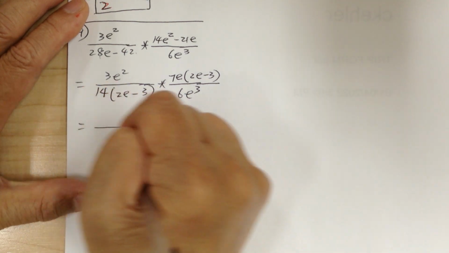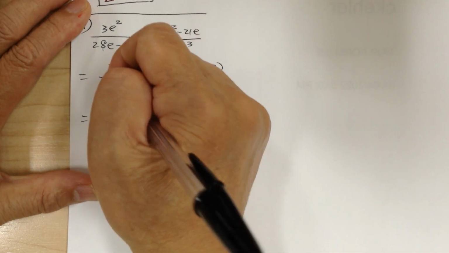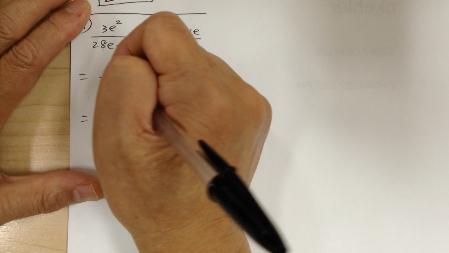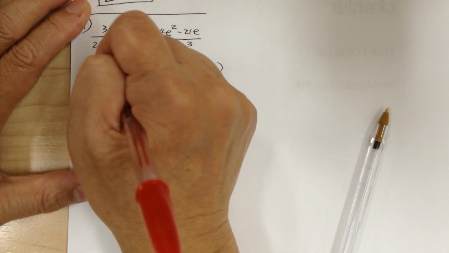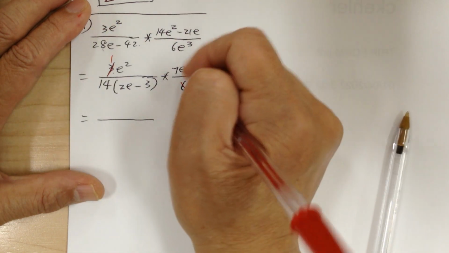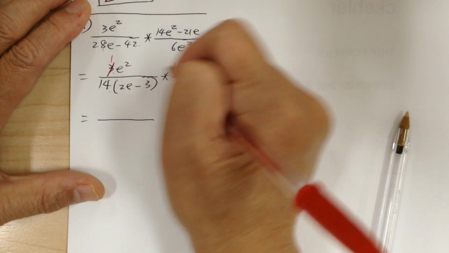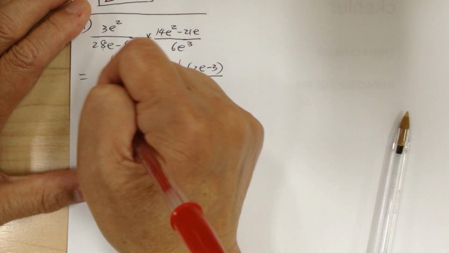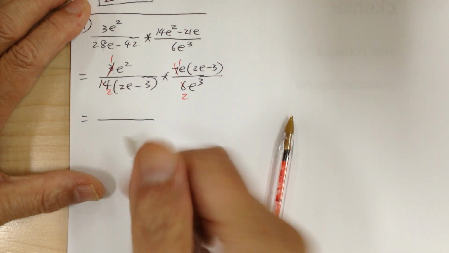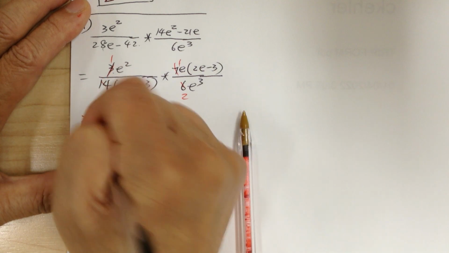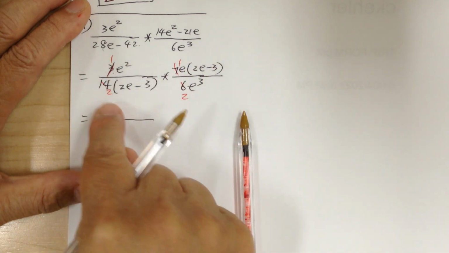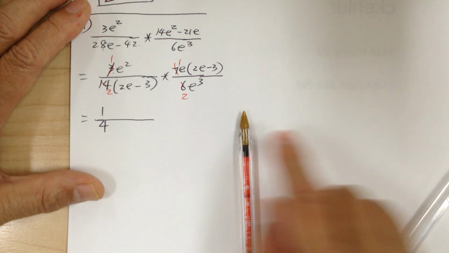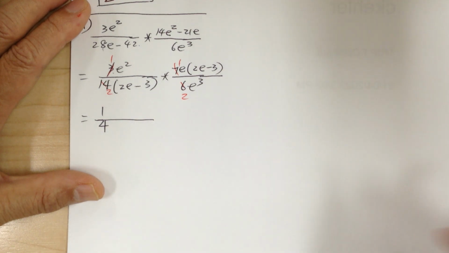Okay, so now let's go and cancel things out. So 3 and 6 I can cancel, so I get 1 and 2, and the 7 and 14 I cancel, divide by 7 I get 1 and 2, so for the number I get 1 over 4. So I got 1 times 1 is 1, 2 times 2 is 4. So do the number, then let's do the alphabet.